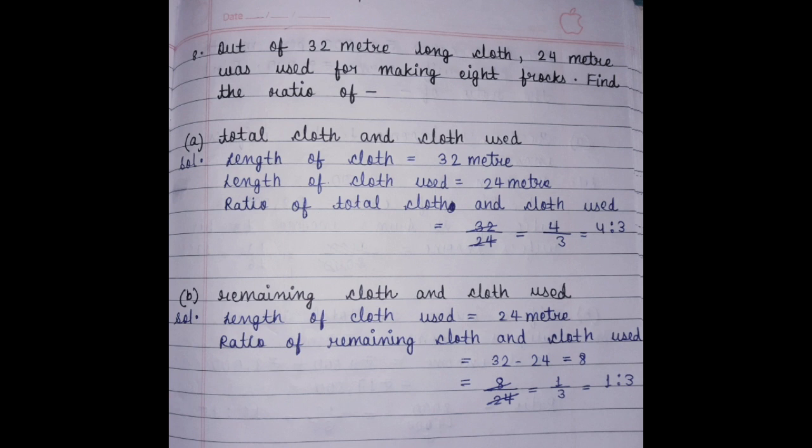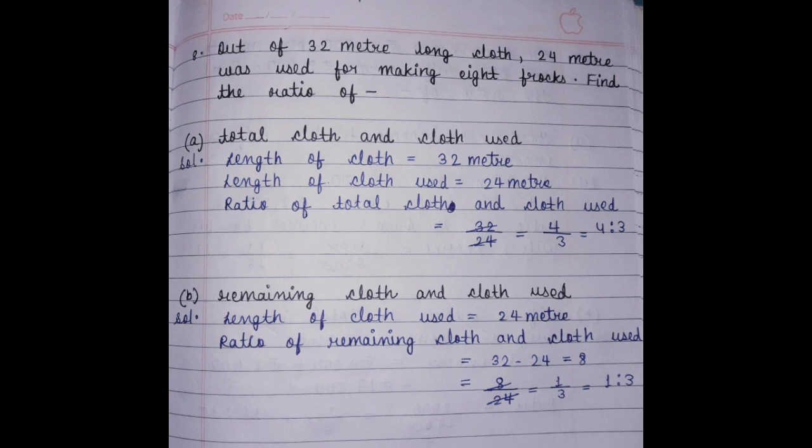(b) The remaining cloth and cloth used. Length of cloth used is equal to 24 meters. Ratio of remaining cloth and cloth used is equal to, so first we will find the remaining cloth. 32 minus 24 is equal to 8 meters. 8 meters is the remaining cloth. So 8 by 24. The simplest form of 8 by 24 is 1 by 3. So the ratio of 1 by 3 is 1 is to 3. So the ratio of remaining cloth and cloth used is equal to 1 is to 3.